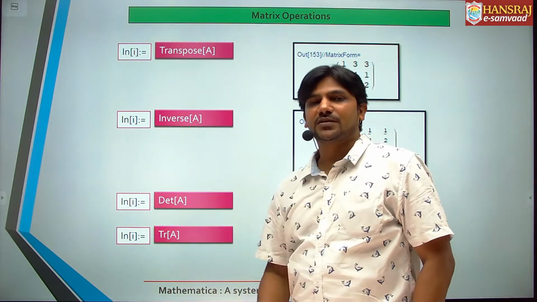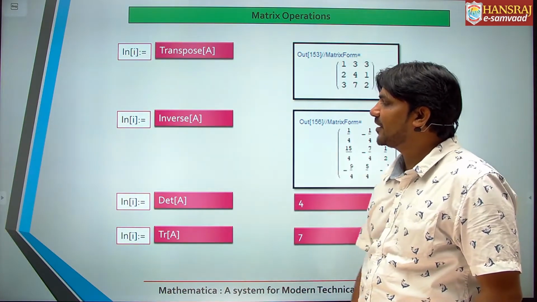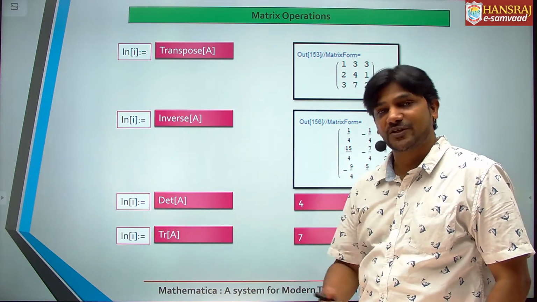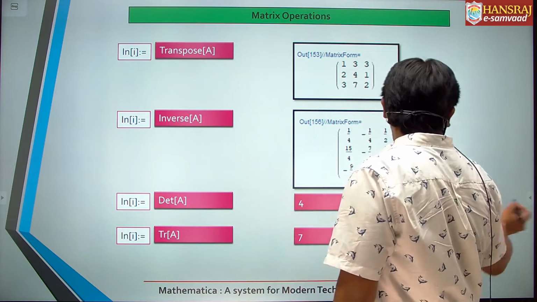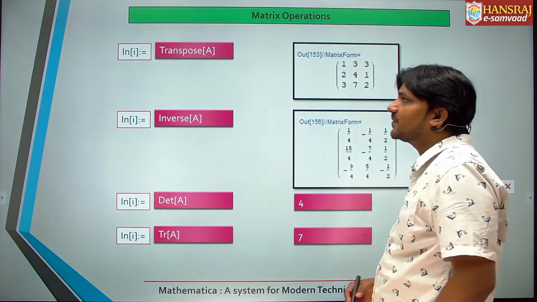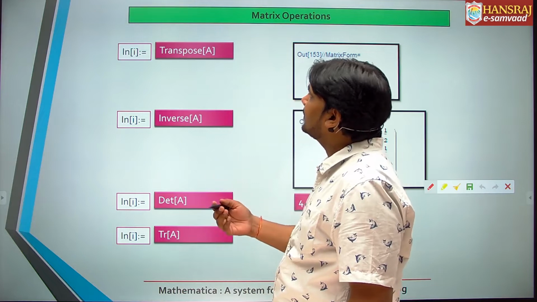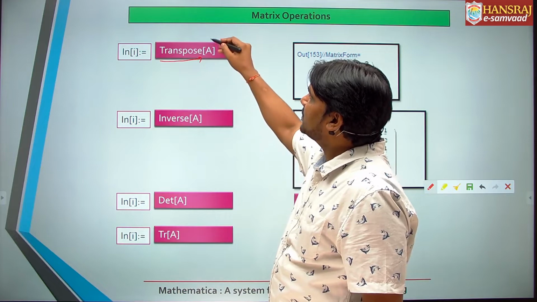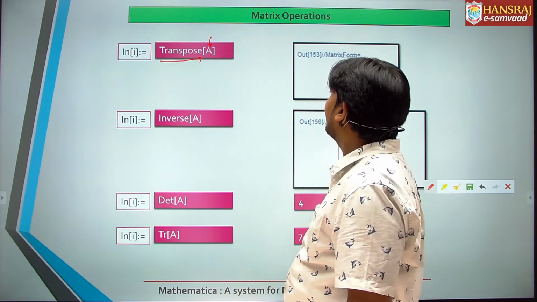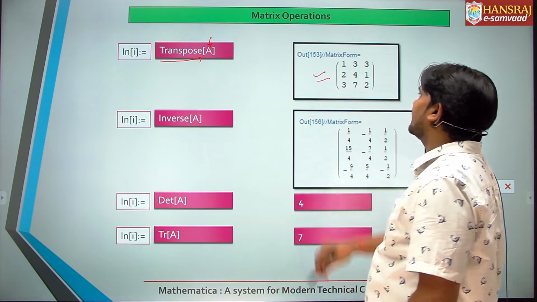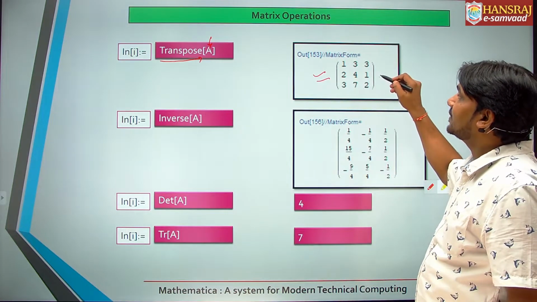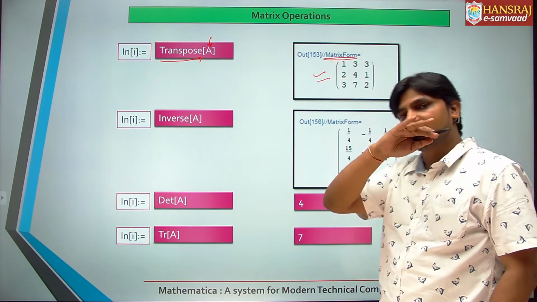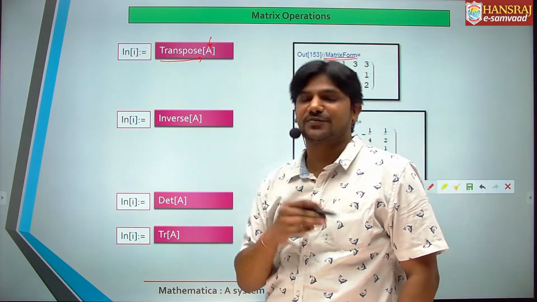Another set of matrix operations you can define in Mathematica directly, and all these are built-in functions in Mathematica. The first one is Transpose. If you want to find the transpose of a matrix, you just write Transpose and give the input as A. So the transpose of A will look like this. The output may change because this output is in matrix form. If you get output in curly brackets, then you have to write MatrixForm.